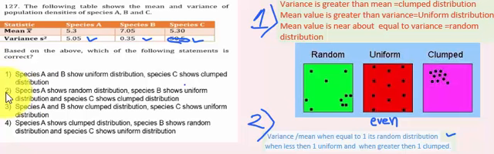So the correct option is 2, that is species A shows the random distribution. Why? Because the mean value is near about equal to the variance. Then species B shows uniform distribution, because the mean is greater than the variance, that is one aspect, and the ratio between the variance and mean is less than 1. And the last one, species C, is the clump distribution, because the variance is very much greater than the mean. So this is all about various types of dispersion.